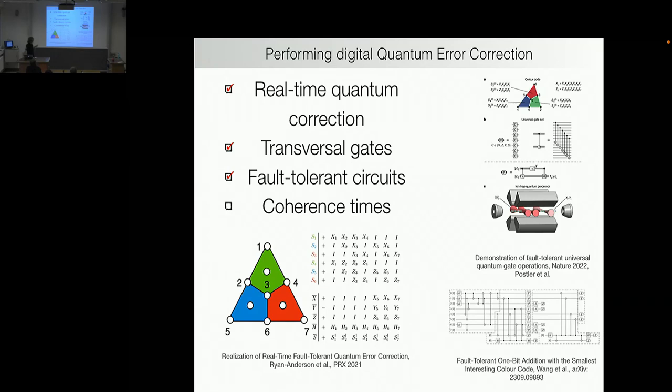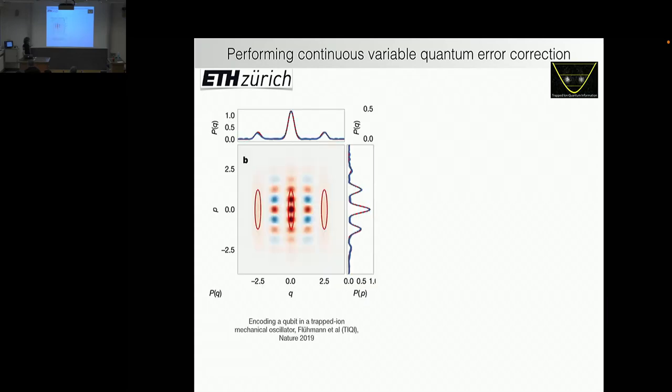So at ETH, we've also started thinking in terms of other routes. And one of those is to think, hey, so why do you even encode information in the orbitals? Because you use the motion to do the gates. Why not use also the motion to encode the information? And there we have shown that you can encode information into the quantum harmonic oscillator.